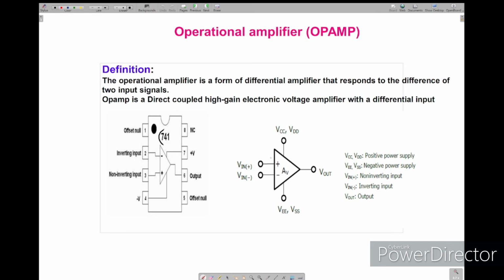signals. If you see the schematic of the operational amplifier, it has two input pins. One is the non-inverting pin, one is the inverting pin. If you give the voltage at this pin and this pin, it will amplify this difference and produce it at the output. That is the basic definition. And one more is that it is a direct coupled high gain electronic voltage amplifier with differential input. How we achieve this high gain we'll see in the next topic.